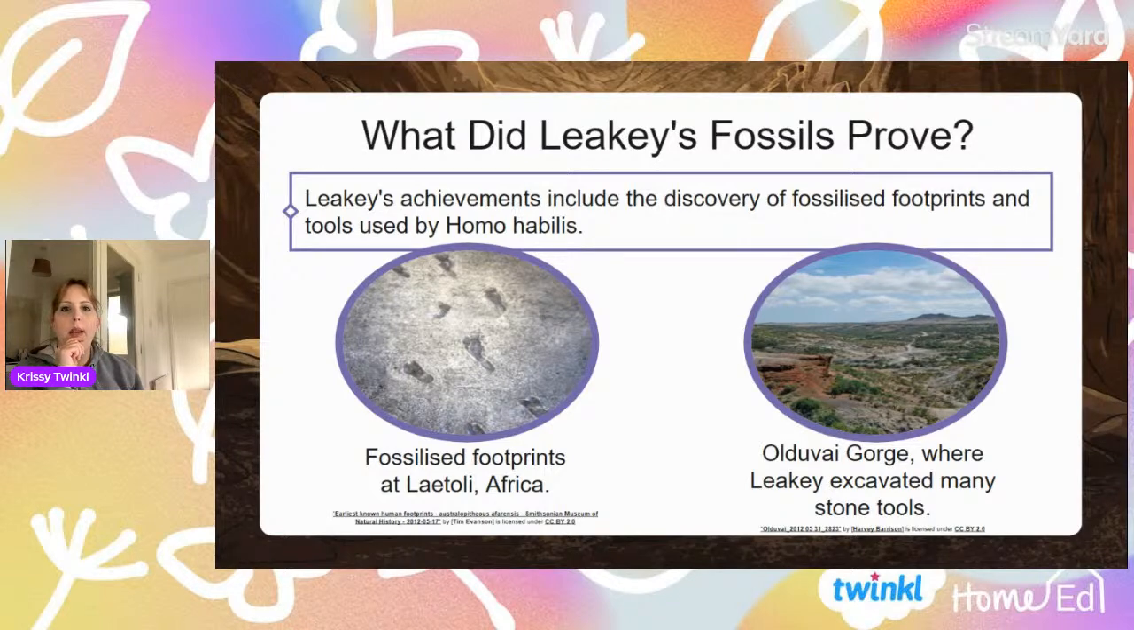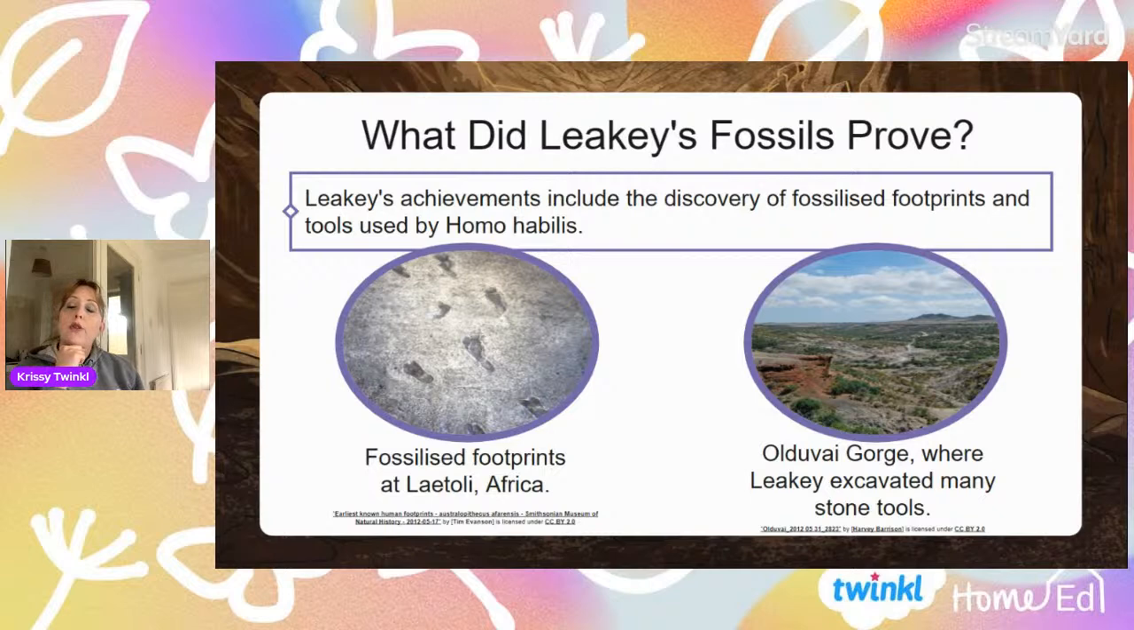I'm going to give you time to think about that, because that's a hard question. What they do prove theories, but what do they prove? What theories do they prove? So what? Let's start with the footprints. Oh, we're getting there now, a little bit. I can see some. If you look at the footprints and then you think about the tools, how do they prove that we're pre-human? What do they prove?